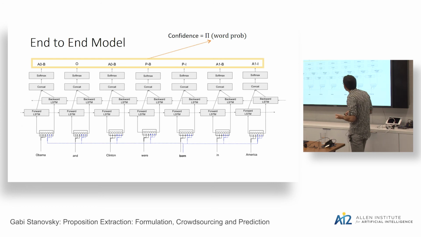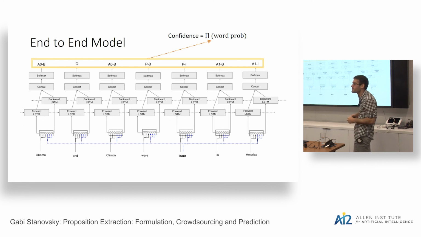We took a very simple approach. This is a softmax, so we have a distribution over the different labels. We took the most probable one and took a multiplication of the different probabilities for this specific tag as the confidence for the entire extraction. And I think that interesting follow-up work would be to have some more interesting confidence metrics here.